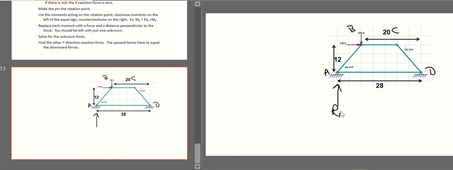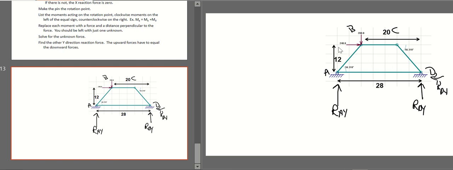So REY, RDY. The pin and roller do not have to always be on these sides. The pin can be over here, the roller can be over here. I meant to do one that was different, but this will still work. Okay, so I did step 1.